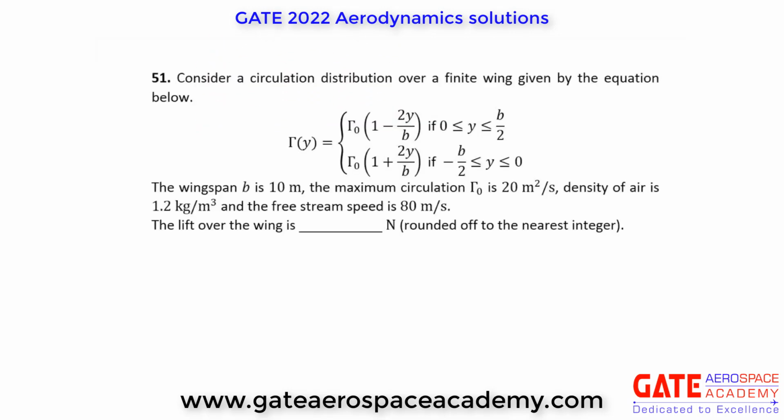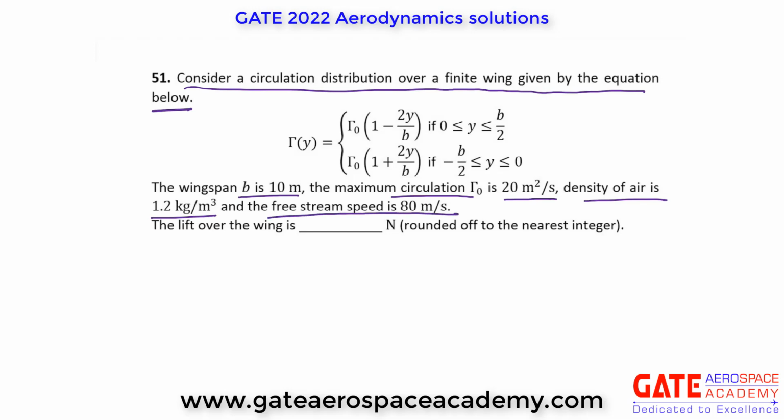Question number 51. Consider a circulation distribution over a finite wing given by the equation below. So they have given the circulation expression. The wingspan B is 10 meter. Maximum circulation gamma naught is 20 meters square per second. Density of air is 1.2 kilogram per meter cube and the free stream speed is 80 meter per second. The lift over the wing in Newton we have to find out.